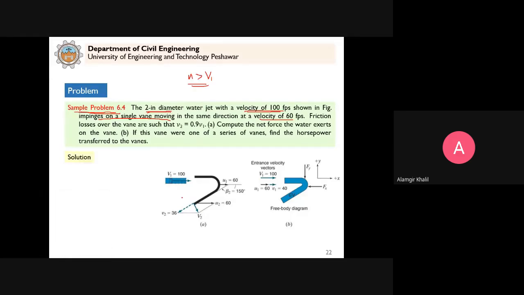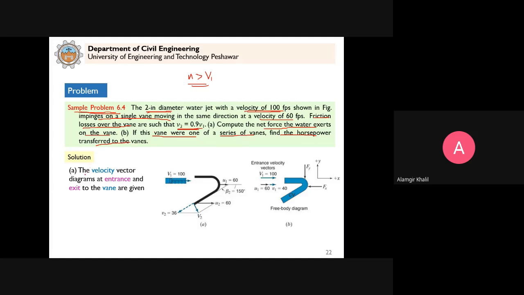So now let us proceed. The first part is that the small V2 is 0.9 times V1 due to the friction losses over the vane. Now the question is: compute the net force of water on the vane, and if this vane is one of a series of vanes, how much is the horsepower transferred? So first we calculate the net force of water over this vane.